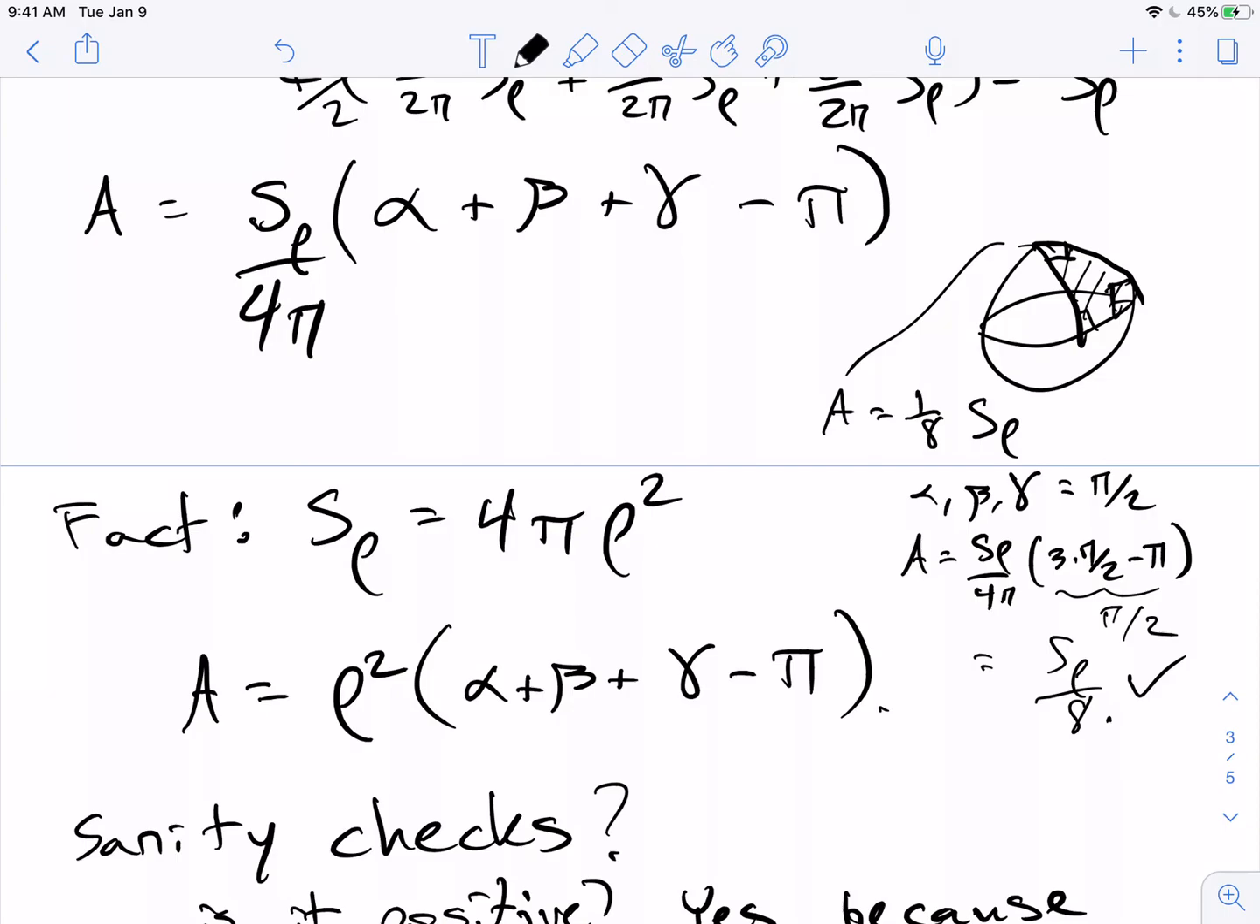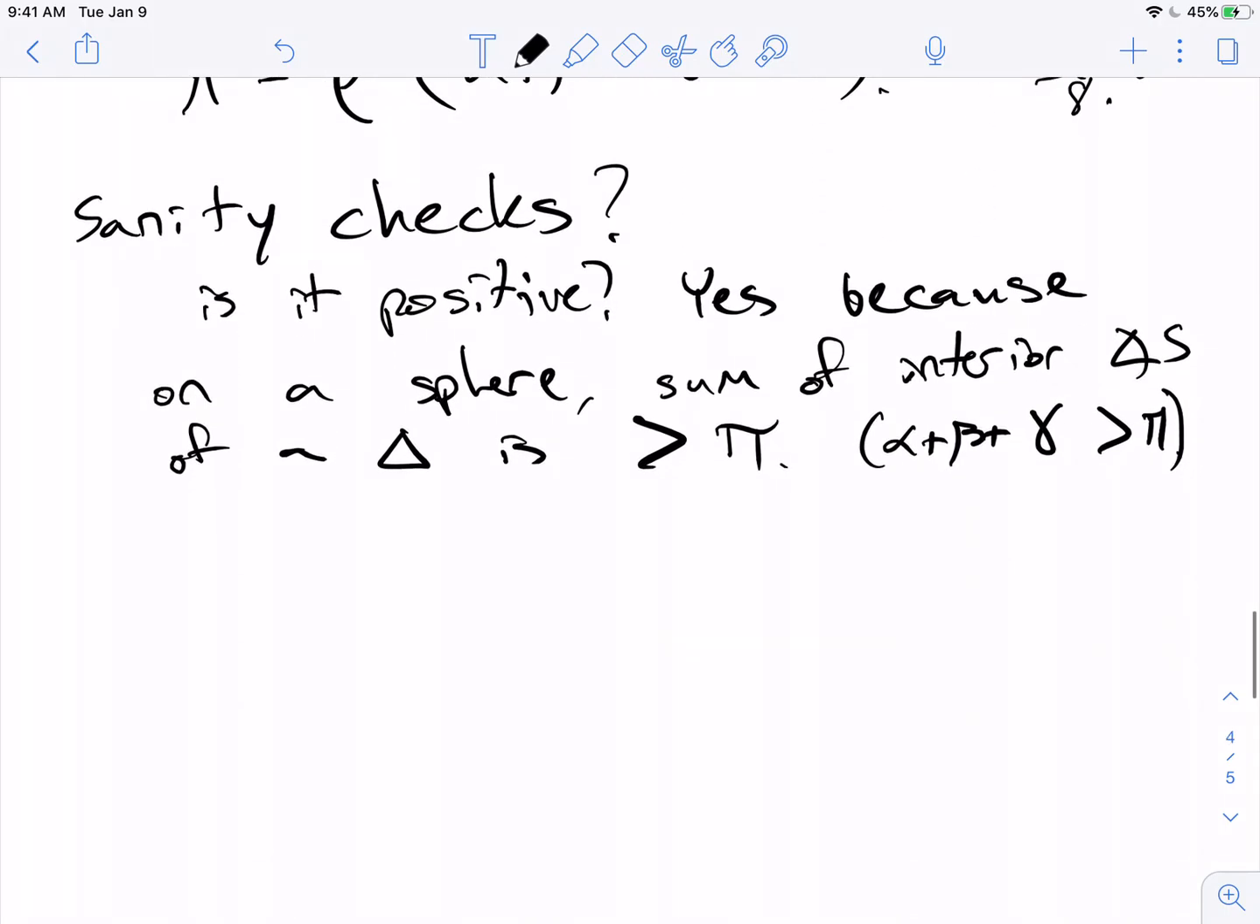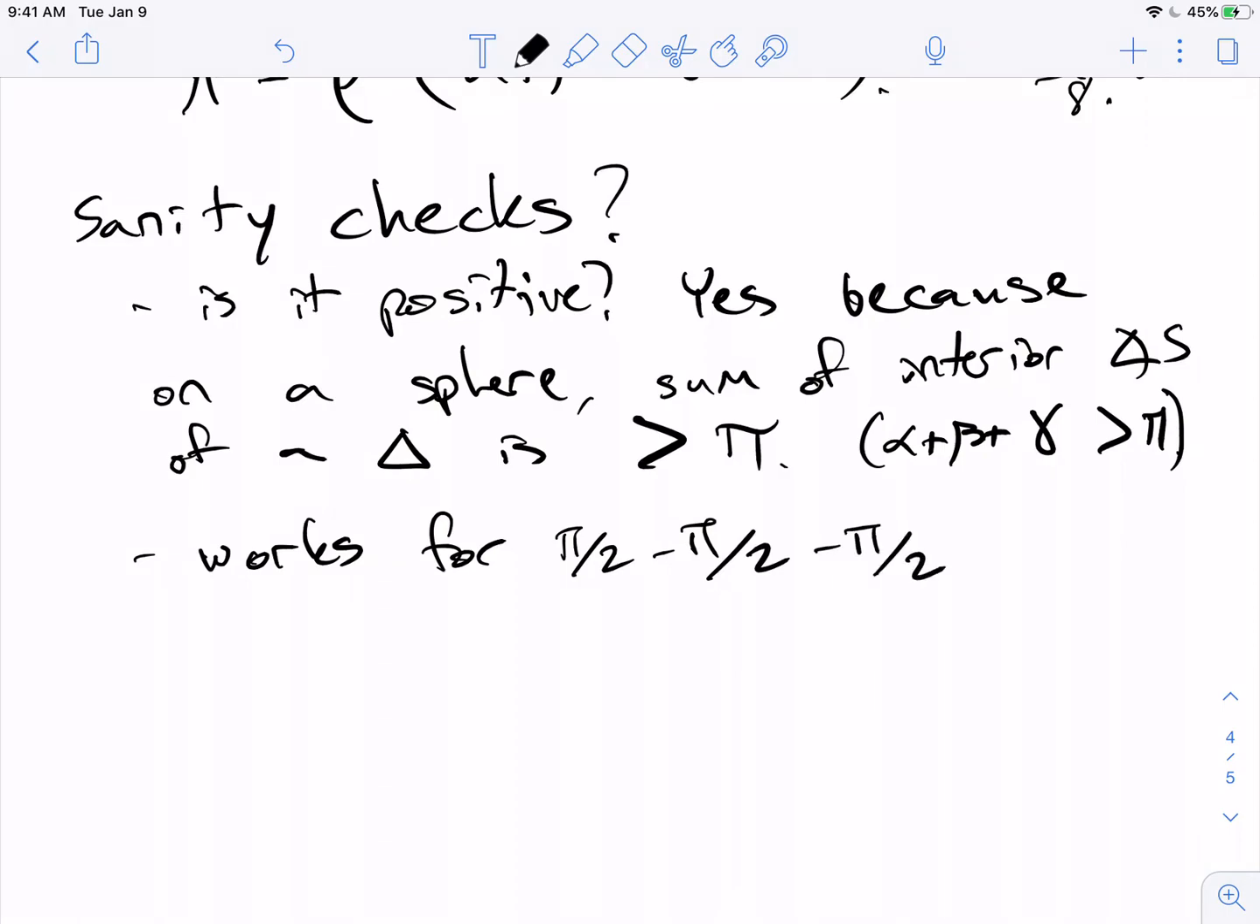Okay, so sanity check, is it positive? Yes, and it works for our favorite triangle on a sphere, which is the 90-90-90 triangle, but we're using radians, so I'll call it the pi over 2, pi over 2, pi over 2 triangle. Okay, that's it. Thank you for listening.